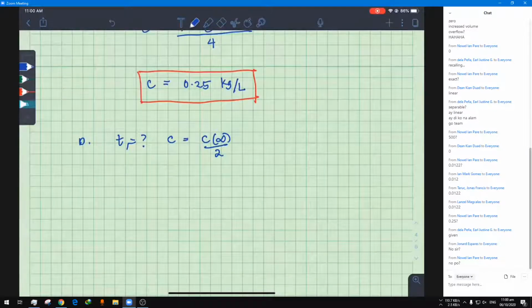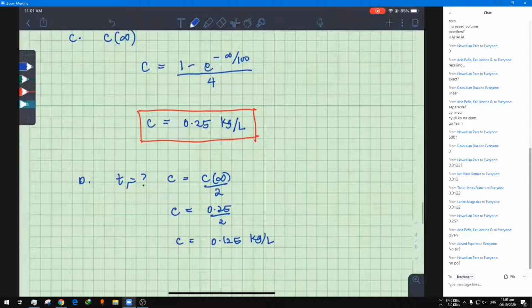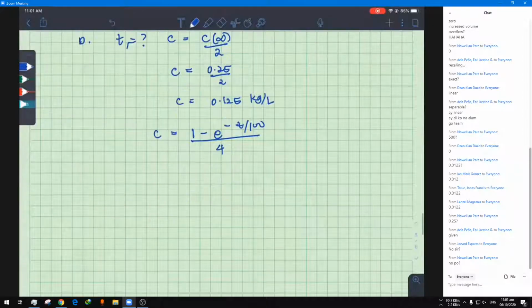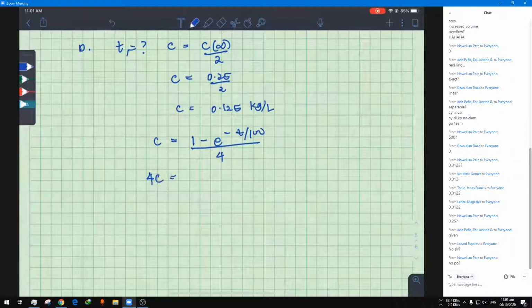So ang C natin yan, so 0.25 divided by 2, so C would be 0.125 kilograms per liter. And then we have C equals 1 minus e raised to negative t over 100, divided by 4. So 4C then would be equal to 1 minus e raised to negative t over 100. So baliktarin ko sila. So e raised to negative t over 100 would be equal to 1 minus 4C.